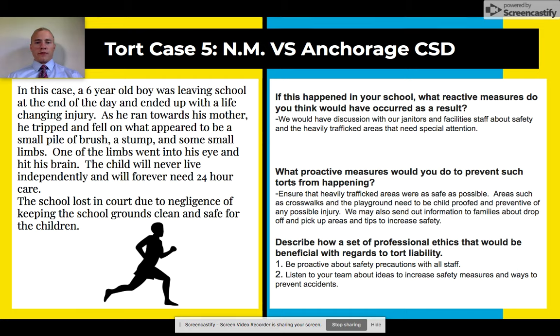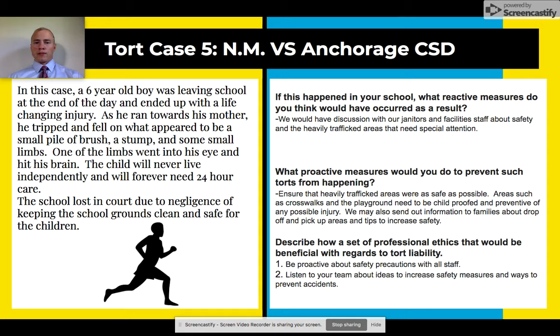Case 5, NM versus Anchorage. So here, a 6-year-old boy was leaving at the end of the day, ran towards his mother, tripped and fell on what appeared to be a small pile of brush, a stump, and some small limbs. One of the limbs stuck into his eye and hit his brain. This child will never live independently and will forever need 24-hour care. The school lost in court due to negligence of keeping school grounds safe.